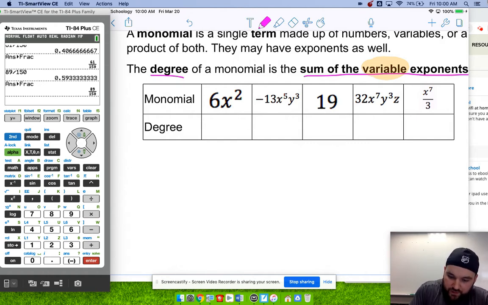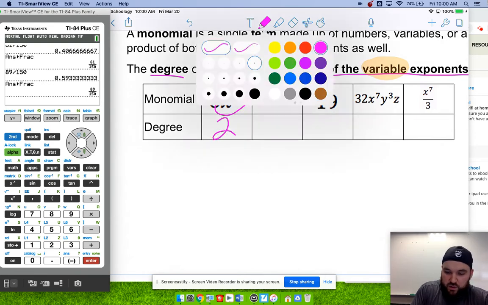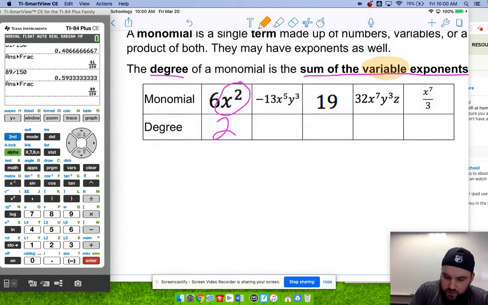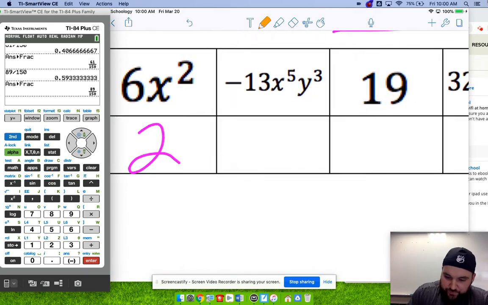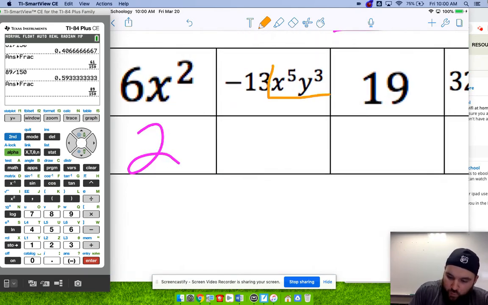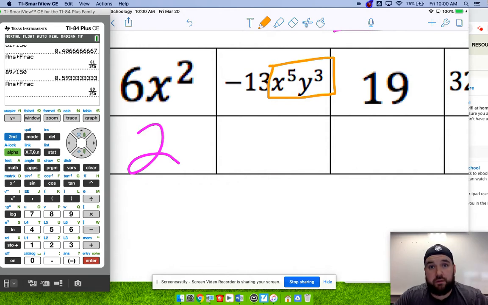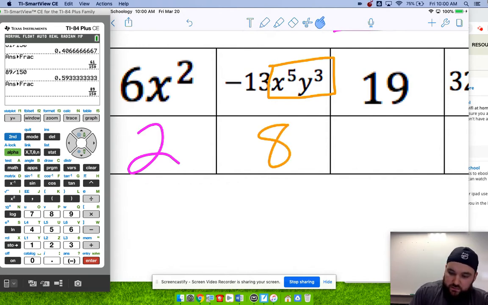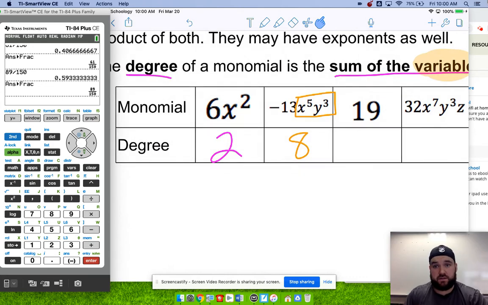Okay, so if I look here, I have x to the second power, so this thing is degree 2. The next monomial, or the next term, is negative 13 x to the 5 y to the 3. There are 2 different variables, and if I add up their exponents, I get 8. So that term is degree 8.